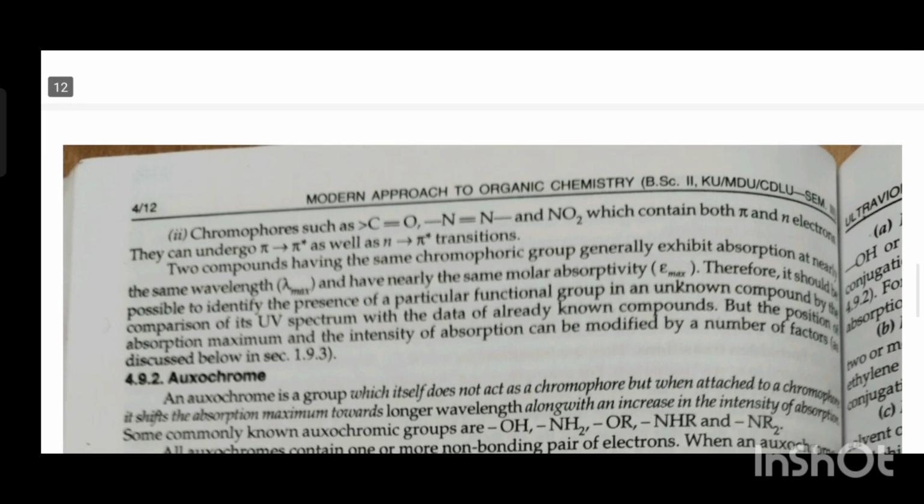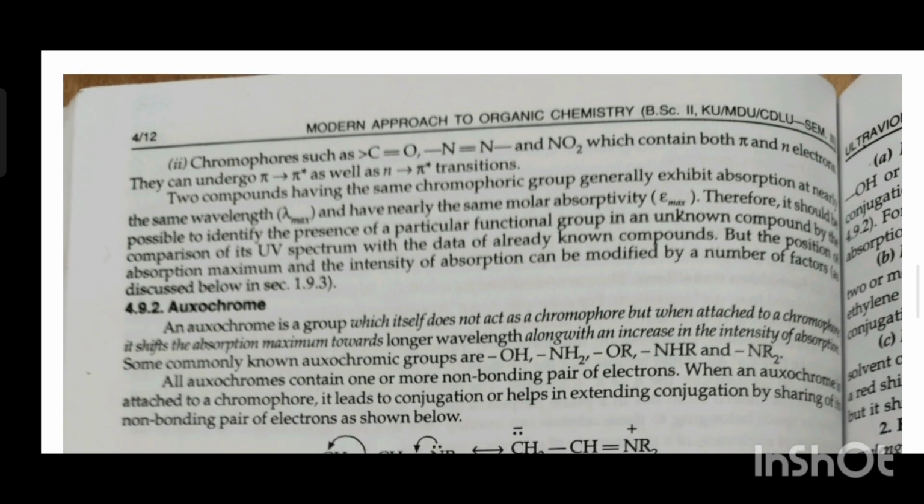Two compounds having the same chromophoric group generally exhibit absorption at nearly the same wavelength and have nearly the same molar absorptivity. Therefore, it should be possible to identify the presence of a particular functional group in an unknown compound by comparing its UV spectrum with the data of already known compounds. But the position of absorption maximum and the intensity of absorption can be modified by a number of factors discussed below in section 1.9.3.